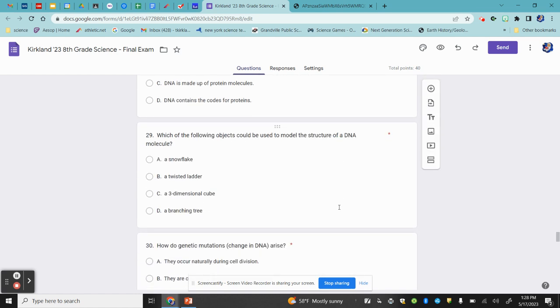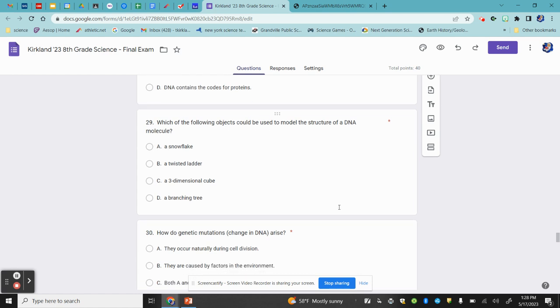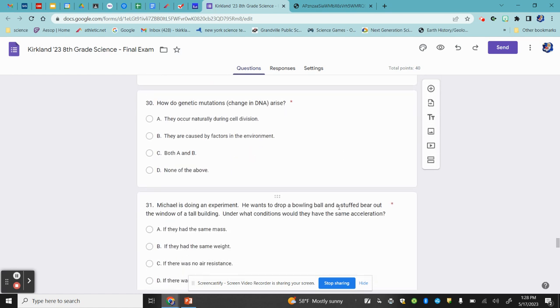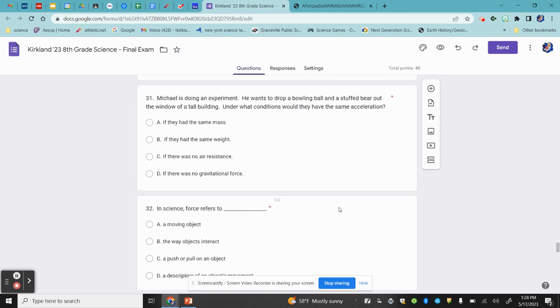29. Which of the following objects could be used to model the structure for a DNA molecule? A. Snowflake, B. A twisted ladder, C. A three-dimensional cube, or D. A branching tree. 30. How do genetic mutations, changes in DNA, arise? A. They occur naturally during cell division. B. They are caused by factors in the environment. C. Both A and B. D. None of the above.